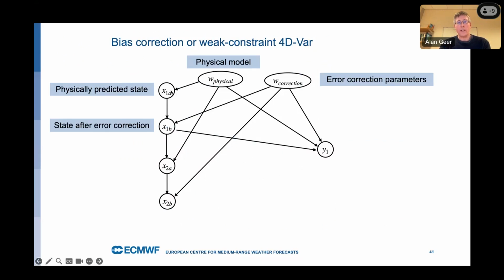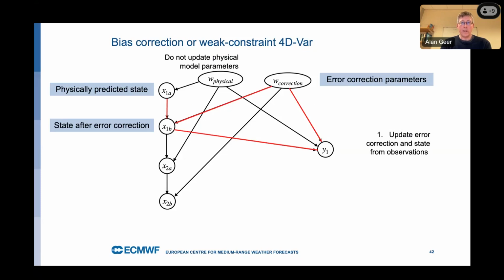So X1A is the physically predicted state, and then it's error corrected by the error correction model, which might be a neural network. And we can train that error correction neural network based on the observations, and we can train it simultaneously with our analysis of the better state, but we can hold the physical model constant. That's the idea in this work: to keep the physical model constant, not to replace it, not to update it, but to learn an error correction to have a combined physical and empirical correction model that gives a better forecast state.